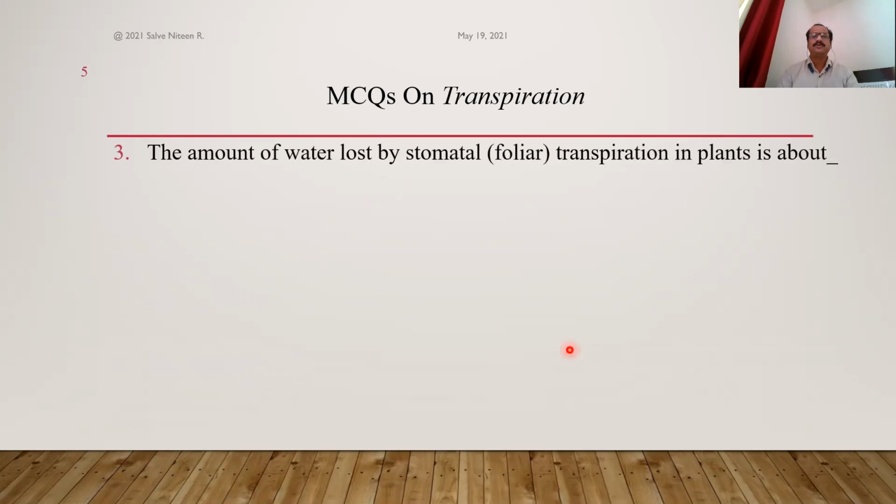The amount of water lost by stomatal transpiration. You have studied there are different types of transpiration. Stomatal transpiration, also called foliar transpiration, is transpiration that occurs through the leaves, and it accounts for 90% of the total transpiration. So C is the right answer here.